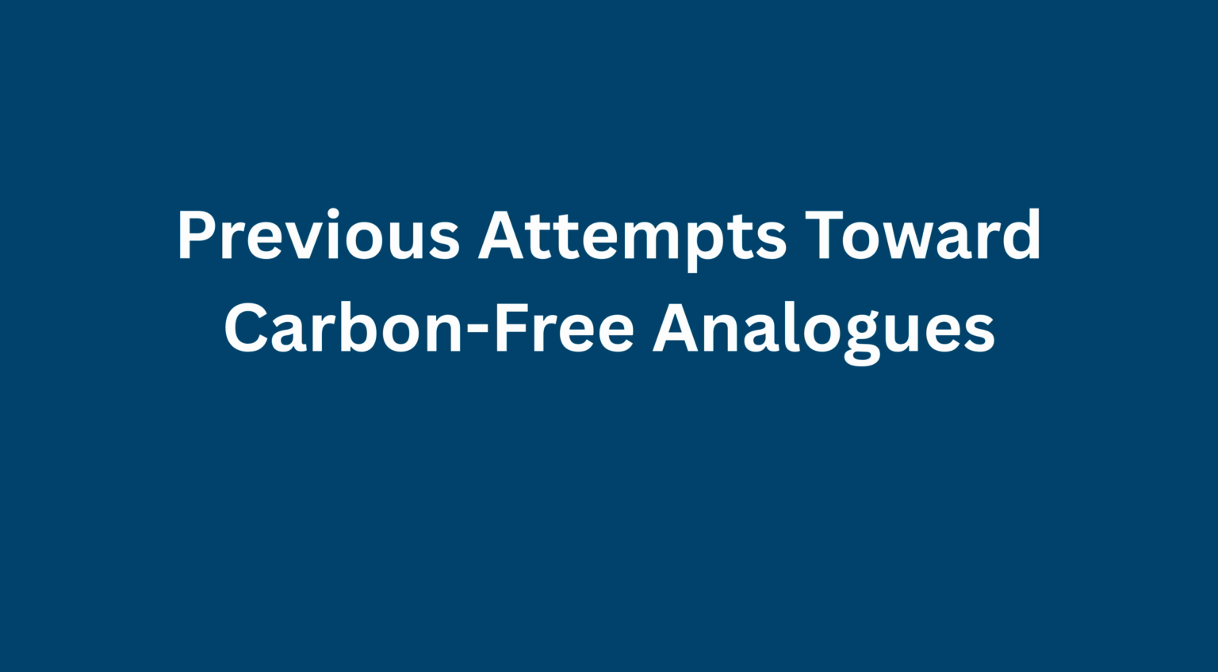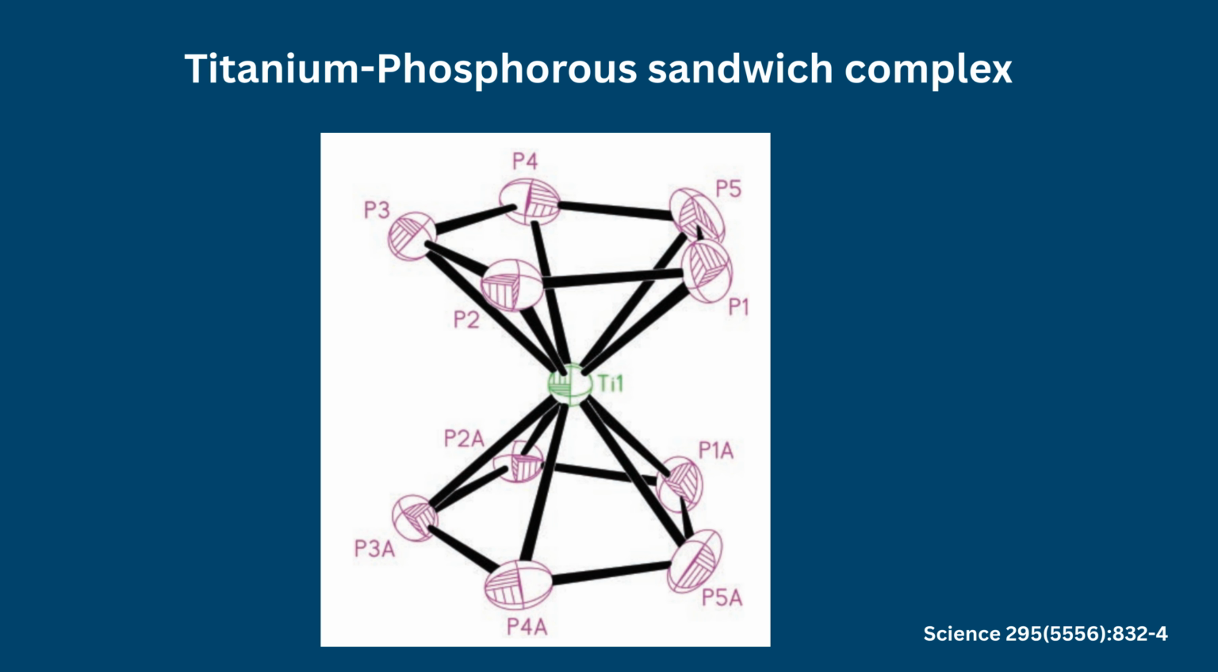Previous attempts toward carbon-free analogues. Efforts to replace carbon-based ligands in ferrocene-like systems have yielded only partial success. Notably, in 2002, a titanium complex coordinated by two 5-membered phosphorus rings was reported. However, this system deviated from true ferrocene analogues due to its anionic nature and differences in bonding characteristics.